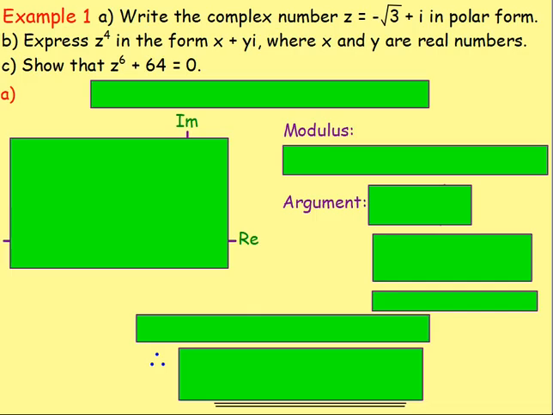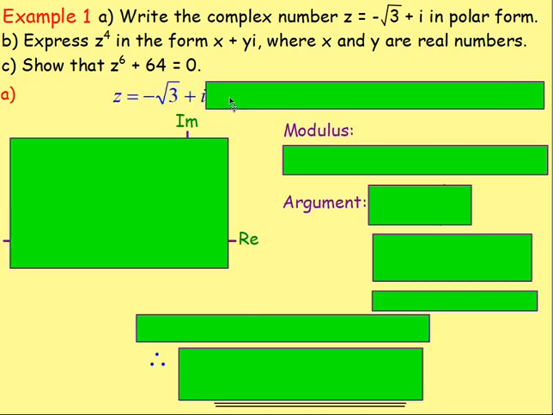Part B, express z to the power of 4 in the form x plus yi, where x and y are real numbers. And C, show that z to the power of 6 plus 64 equals 0. So we're starting off part A with z equals negative root 3 plus i.